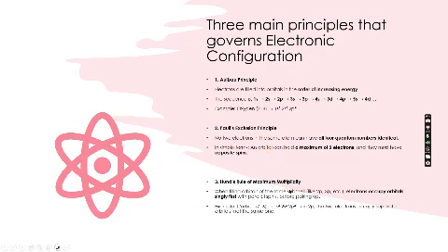Hund's rule, which is also known as maximum multiplicity. When filling orbitals of the same subshell like 2p, 3p, etc., electrons occupy orbitals singly first. Like first we have to fill singly in the orbitals, then we have to fill another electron in the orbitals. Example is given.